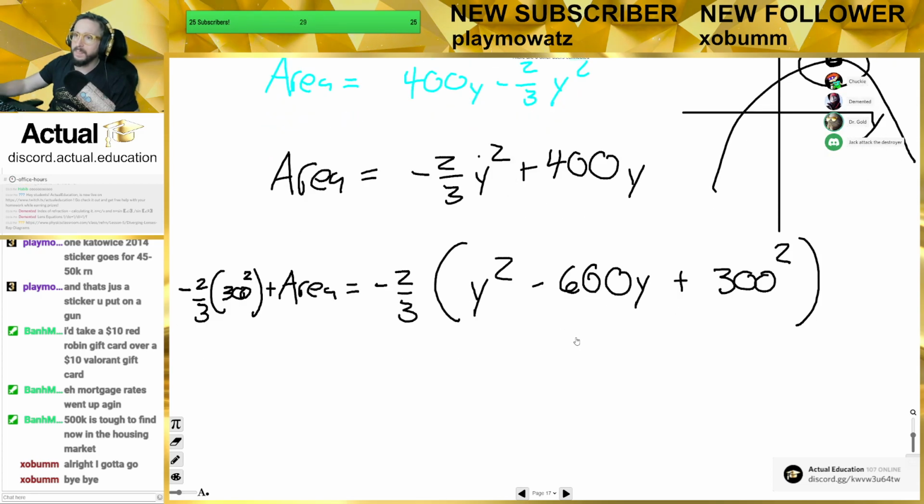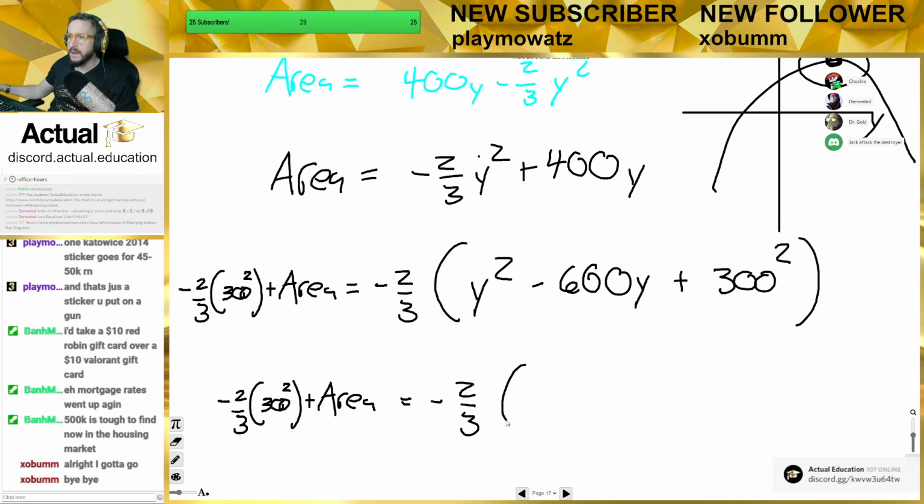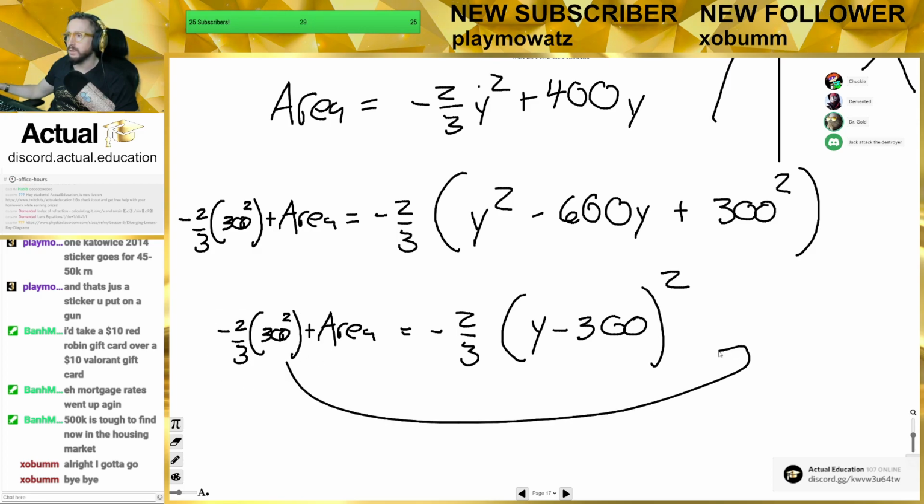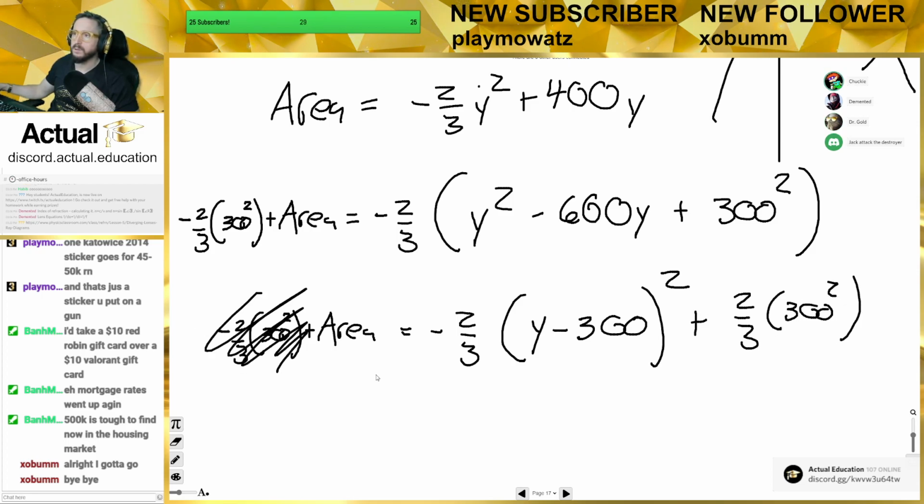Now this is getting good, because now this just comes down. What we're left with here is equal to negative 2/3 times y minus 300, all squared. That's how this turns into this, right? And then this comes over here, so this is then plus 2/3 times 300 squared. Wait, how did that 300 squared turn into a negative? So a squared minus 2ab plus b squared is equal to a minus b squared. It's a binomial, right?